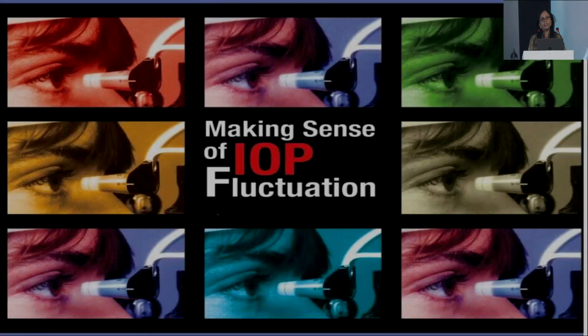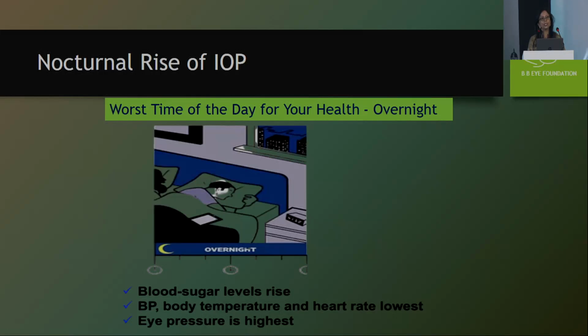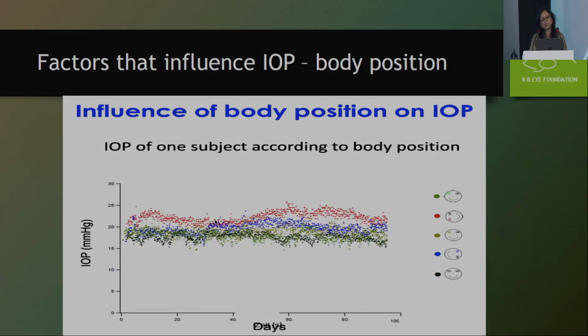Making sense of IOP fluctuation, on that note, there is the nocturnal rise of intraocular pressure, which has to be on your mind when you are measuring it. That's the worst time of the day for health. As you know, overnight blood sugar levels rise, blood pressure, body temperature and heart rate become slower, and eye pressure is at its highest.